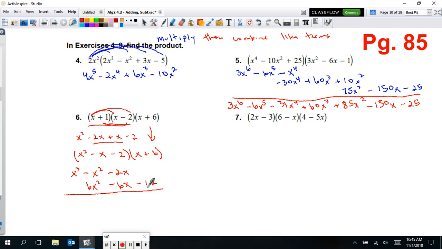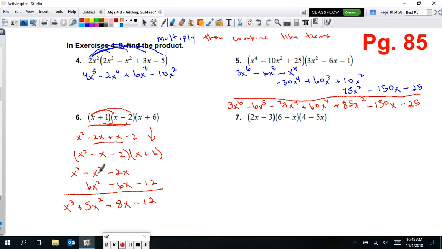And now we combine. So nothing to combine for x to the third, so x to the third is how we start the answer off. Then we're going to subtract here, and negative 1 plus 6, or I should say, take 1 away from 6, it's going to be positive 5. So plus 5x squared. These both are negative. It's going to make a bigger negative, so we add those numbers and get negative 8x. And then we get minus 12 here in the end.